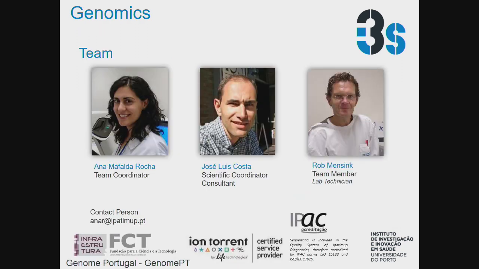So this is our team. Myself, we have Zé Luiz, which is our scientific coordinator, but also our consultant. We have Rob Mansink, which is our lab technician. We are part of Genome Portugal. We are a certified service provider for our Ion Torrent. And because we are a service provider for Ipatimup Diagnostics, we are also included in their quality system, and therefore our sequencing is accredited by IPAC.